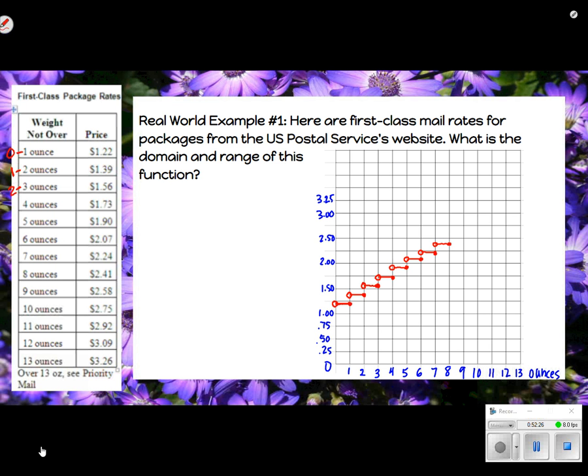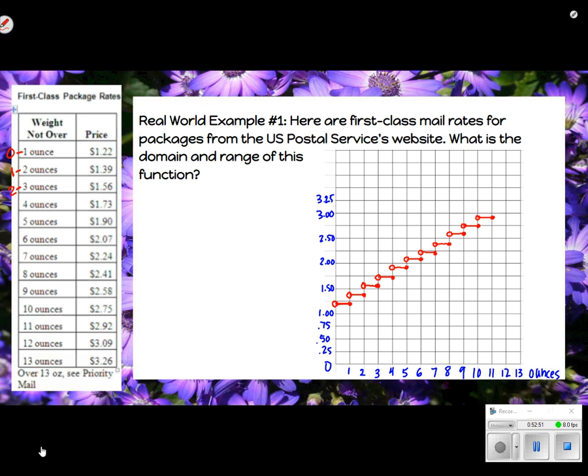Between 8 and 9, we're at $2.58. Right, I don't know, right about there, maybe. Between 9 and 10, we're at $2.75. That's here to here. Between 10 and 11, that's $2.92. That's almost 3.